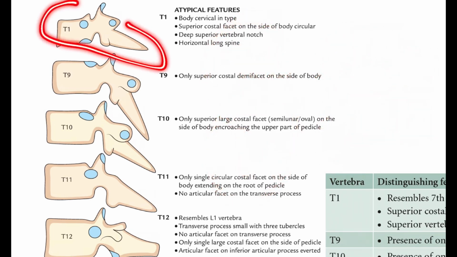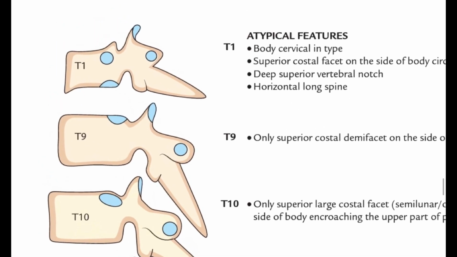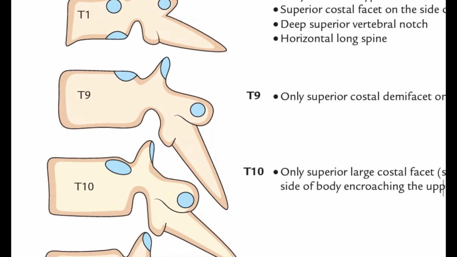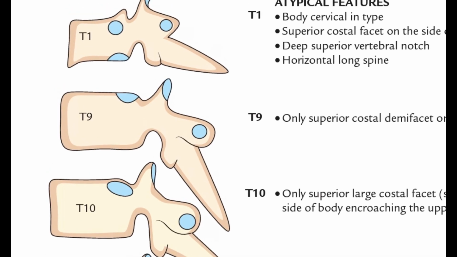So the T1 vertebra resembles the 7th cervical vertebra. Their superior costal facet is circular. You can see their superior costal facet on the side of the body is circular in shape. The superior vertebral notch is deep and can be clearly seen. Next one is T9. T9 has the presence of only a superior demifacet. T1 has a circular facet, and this one has a demifacet, a half circle.